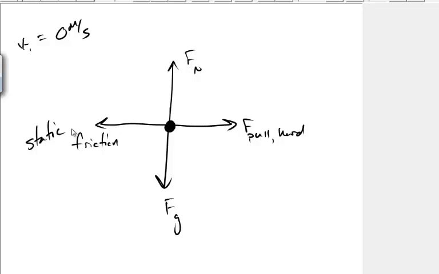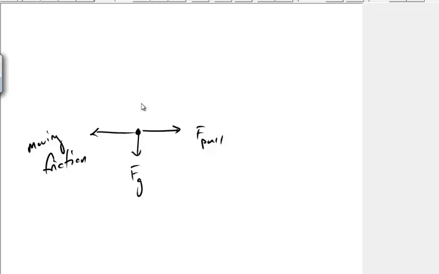Okay. So I've got a question. Is it easier to start an object from rest, or is it easier to keep it going? I would say probably keep it going. That is correct. The static friction value is always bigger than the moving friction value. So if I were to draw this arrow, these arrows would now be shorter because the pulling force is overcoming a lesser friction, in this case a moving friction. Weight and normal force are still present.